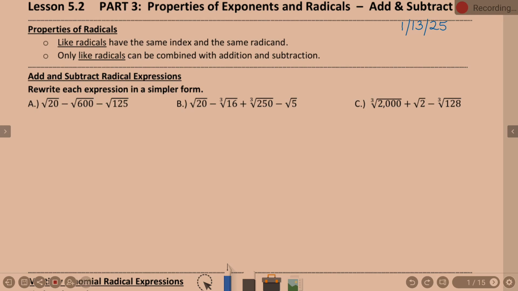Let's look at some of these examples. You'll notice the directions: it's add and subtract, but it says rewrite each expression in a simpler form. Square root of 20 minus square root of 600 minus square root of 125. Are any of those like radicals? They're all square roots, yes. But do any of them have the same number under the square root sign? No.